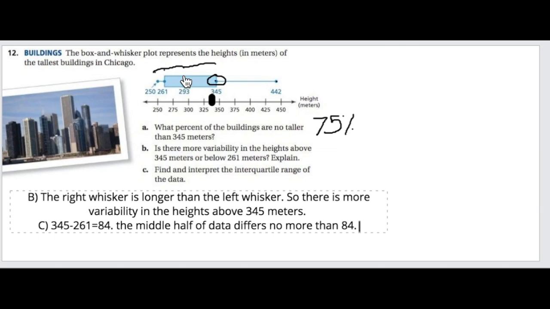So again, you could say that this is a pretty strong median. I would confidently say that the majority of my buildings were about 293, you could maybe say 300 meters. Again, this is no black or white answer. It's really just how you can look at a box and whisker plot and make some interpretations from it. So these are some sample answers for this one.